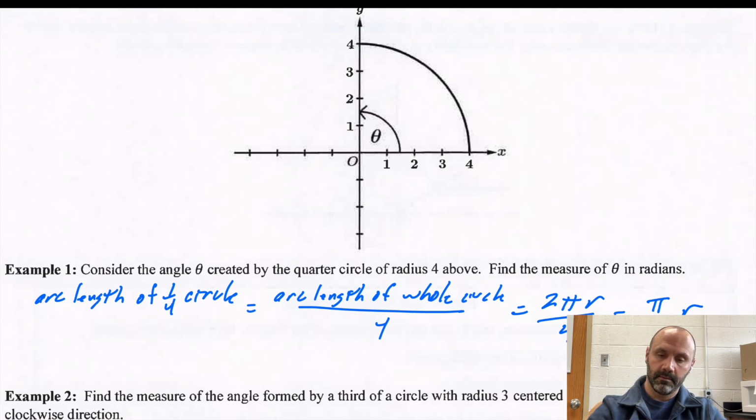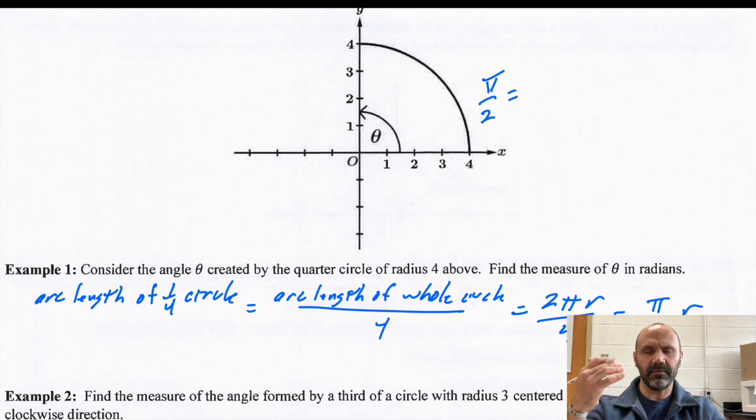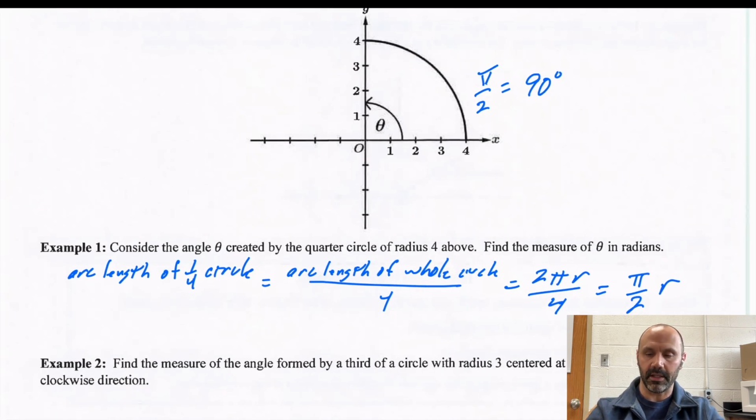Okay. Pi over 2. I find it's helpful to be able to translate back and forth between degrees and radians. And so this is 90 degrees. That's what you're familiar with. Okay, so it's just another way of measuring angles. Just like we have inches and we have centimeters, different units. And so we have different units for angles as well.